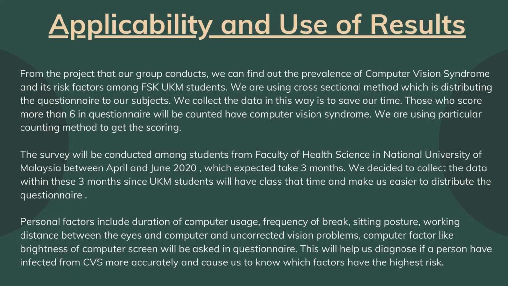We decided to collect the data within these 3 months because UKM students will have class at that time, which makes it easier for us to distribute the questionnaire. Personal factors include duration of computer usage, frequency of breaks, sitting posture, working distance between the eyes and computer, and uncorrected vision problems. While computer factors like brightness of the computer screen will be asked in the questionnaire. This will help us diagnose if a person has CVS more accurately and lets us know which factors have the highest risk.